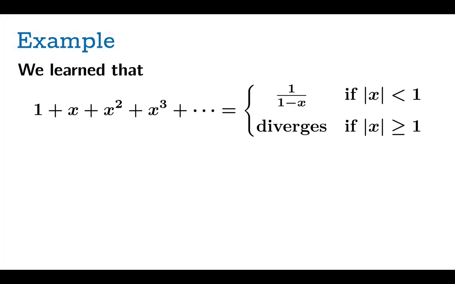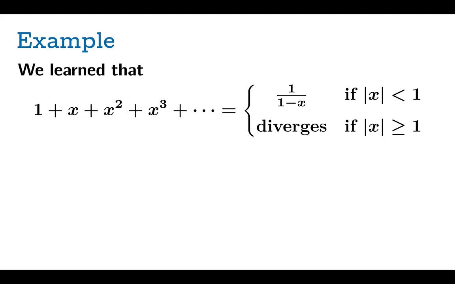Okay, so we've reviewed the theory, and now it's time for an example. It's time to get down to brass tacks. And we're going to go right back to the geometric series. So way back when, we learned that this series on the left converges to the value 1 over 1 minus x when the absolute value of x is less than 1.